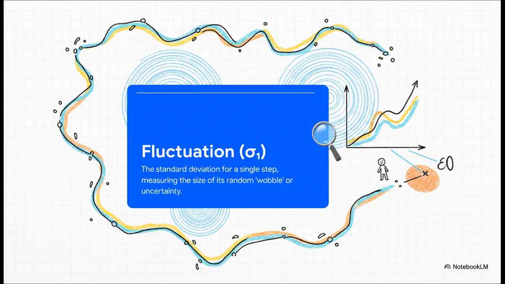And then there's the second piece of the puzzle, which measures the fluctuation. I love to call this the wobble. This is the pure randomness part. Are we talking about tiny, random shuffles, or are we talking about wild, unpredictable leaps? The fluctuation tells us just how big that cloud of uncertainty is for any single step.